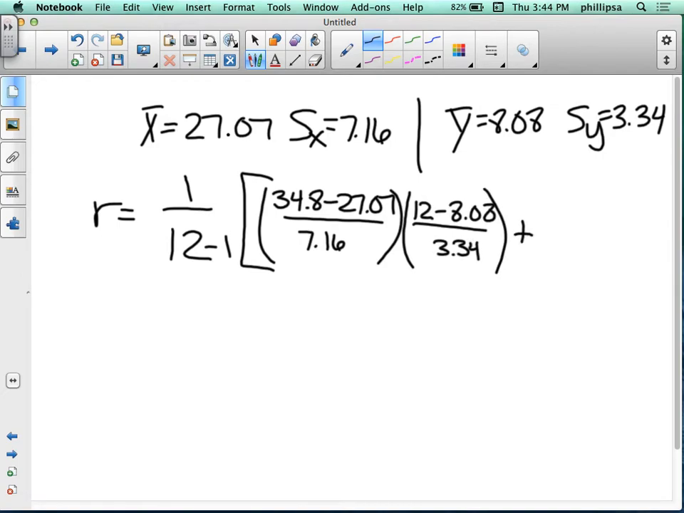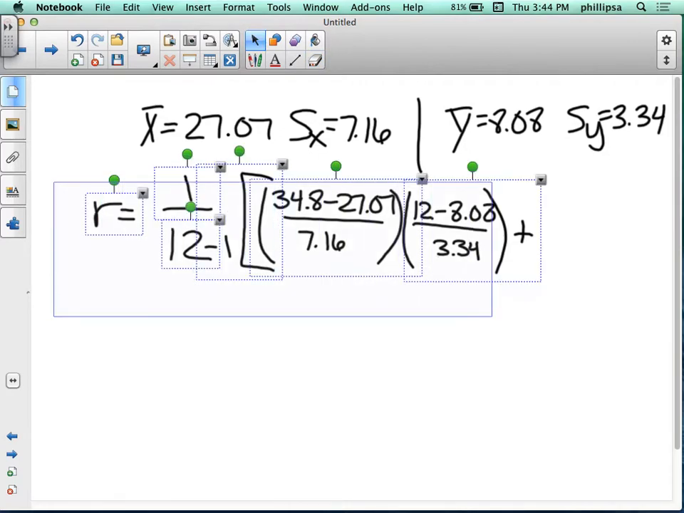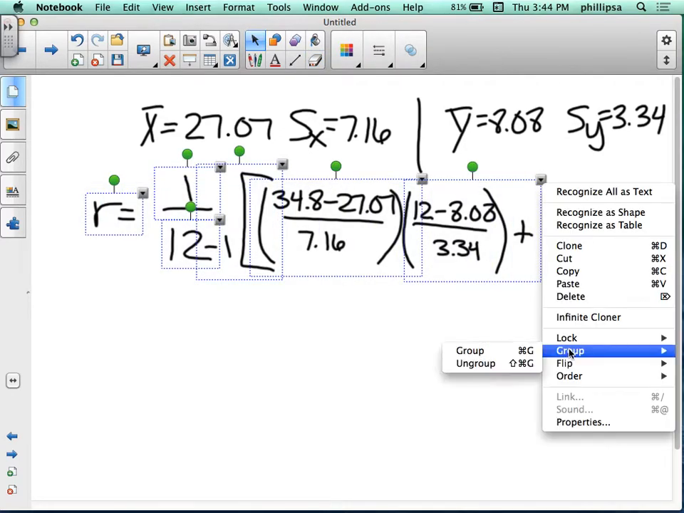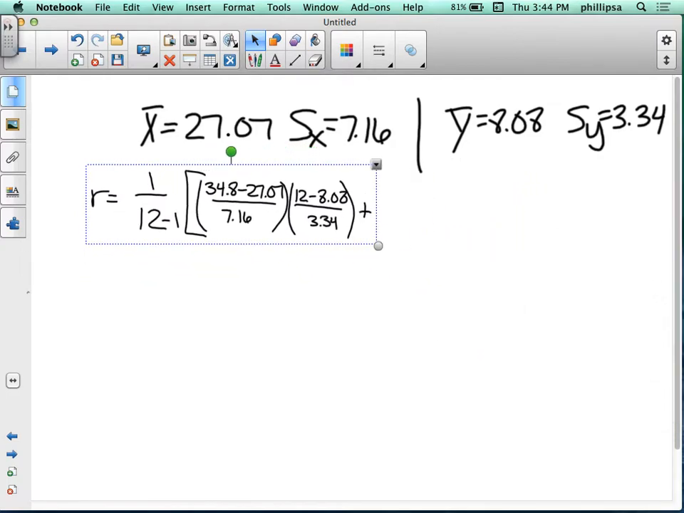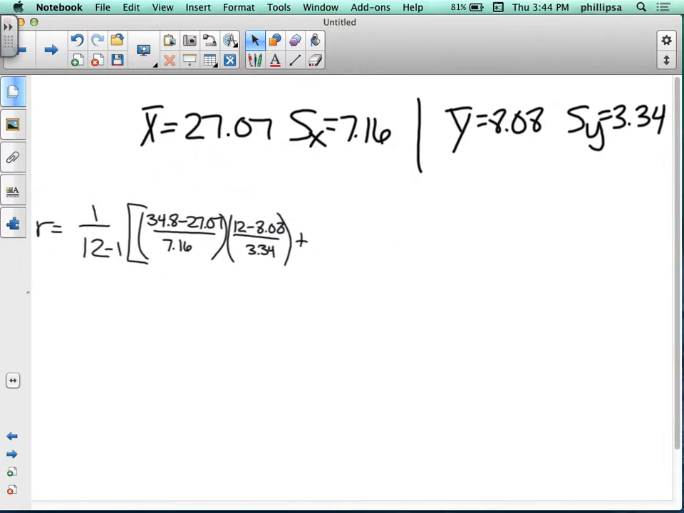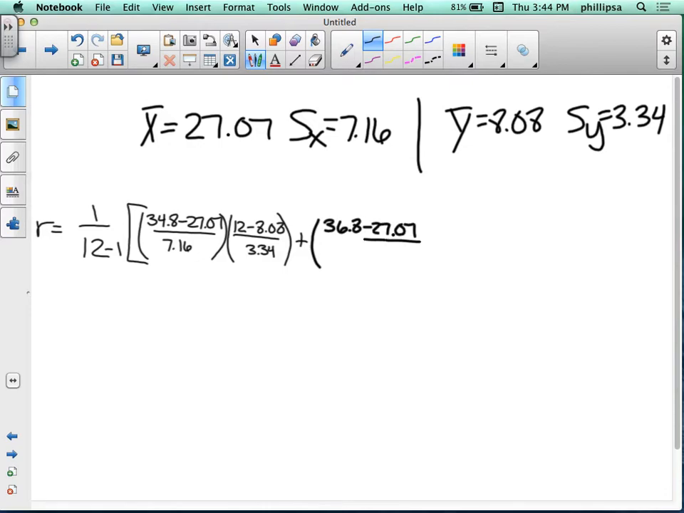Plus, next up is Arkansas. I have to go down a level here and write smaller. Alright, here we go. So now I'm looking at Arkansas: 36.8, the mean was 27.07. This is points per game. The wins, 11 minus 8.08, mean wins over 3.34, plus.